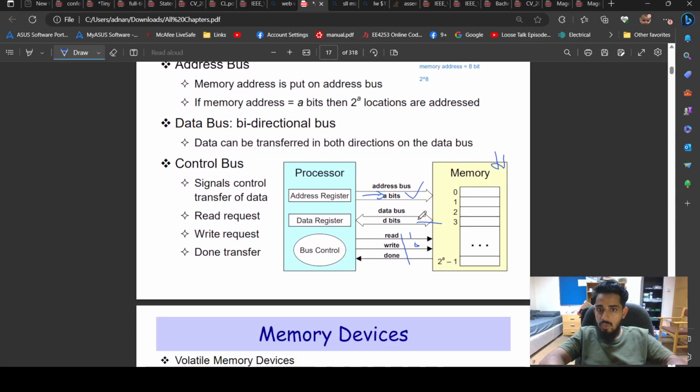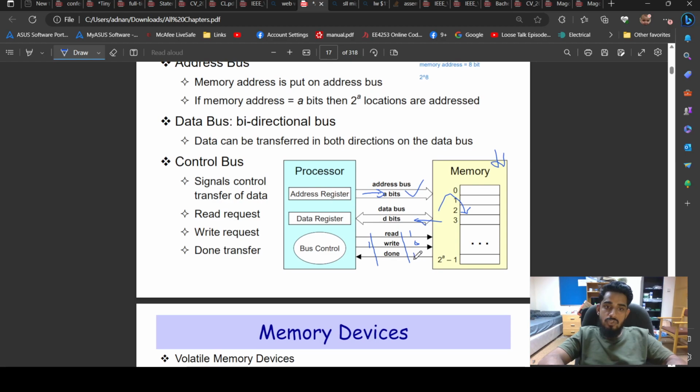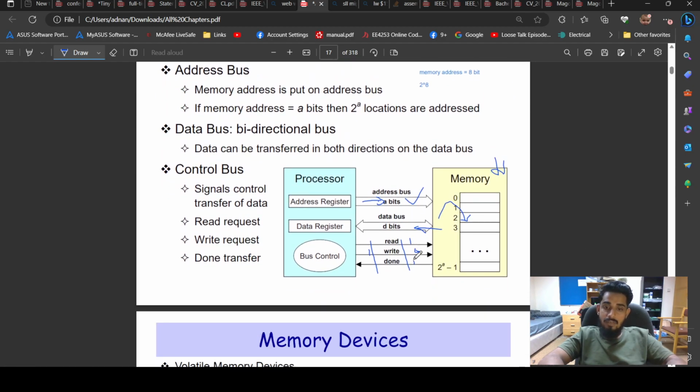From the memory location, this will be loaded on the data bus whenever the read signal is 1. But whenever the write signal is 1, on this address, from this data bus, we are going to store the data in the memory. These are the control buses. With these bus control signals, we control what exactly we are going to load and what exactly we are going to store. When the process is finished, the done signal is 1. I hope this is very clear to you guys.